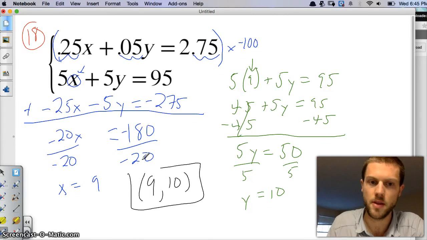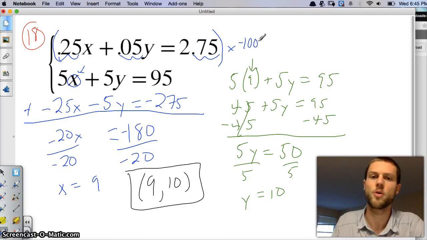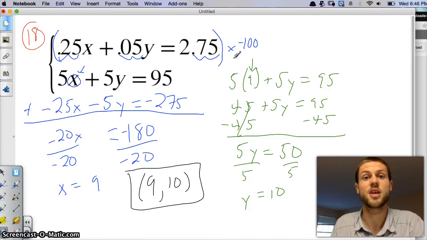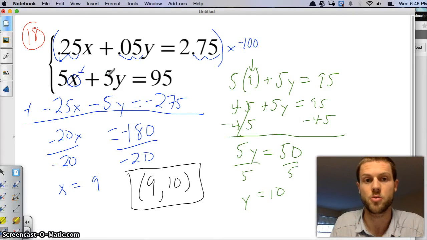Do not be intimidated by the decimals. Just move them over by multiplying by the same number of zeros as there are decimal points.